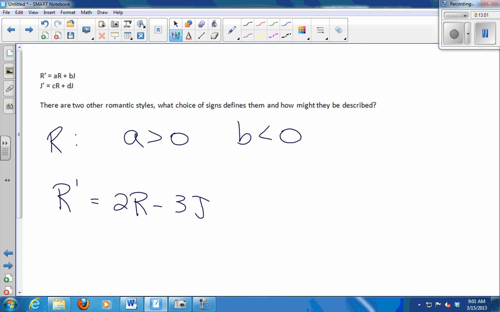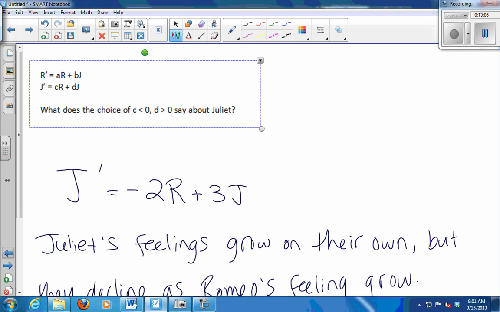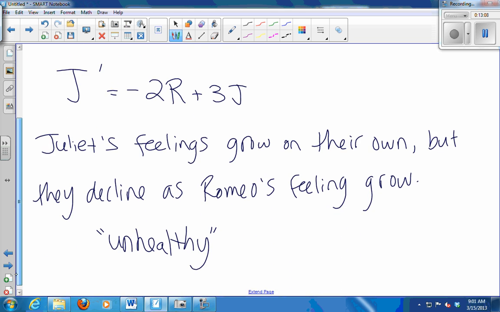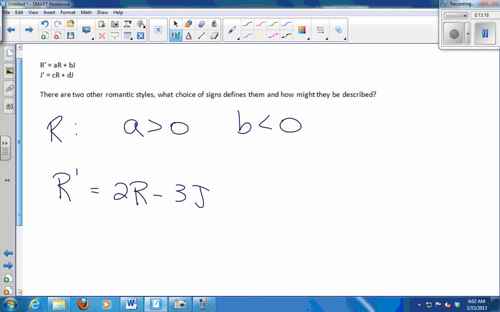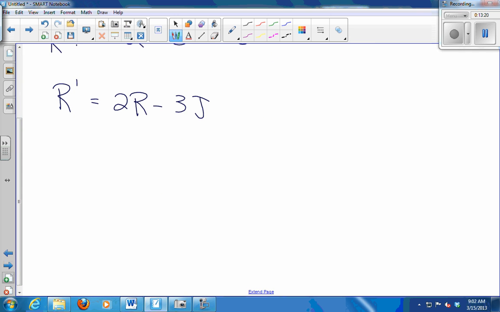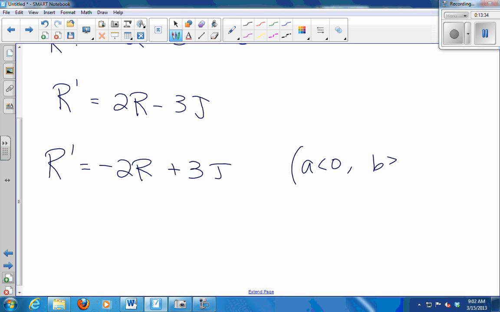Yeah. So this is nearly the same as the other one, right? Is this exactly the same? The unhealthy male version, yeah, okay. Because we switched the variables. All right, so if I switch it, this is the same, like negative 2R plus 3J. So this would be A negative, B positive. Okay.